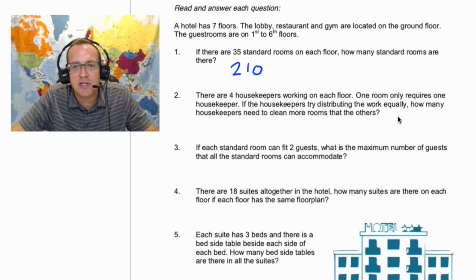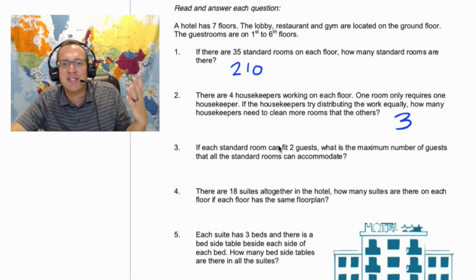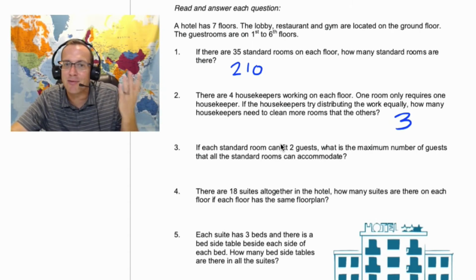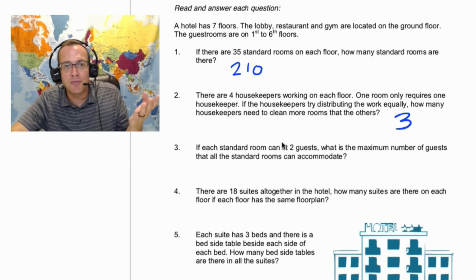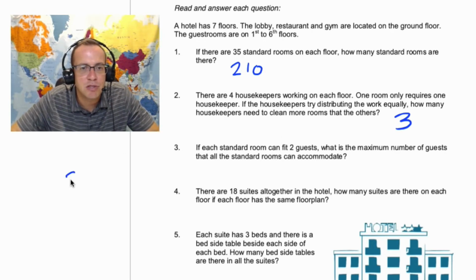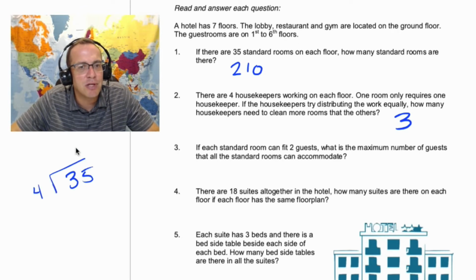Our answer to this question is 3. Okay, if you got 8, well, that makes sense, right? But it's actually 8 remainder 3, and what we're looking for is the remainder in this case. 3 happens to be the number of rooms that are still dirty after they've shared all the rooms equally. Let me show you what I mean. So we know we have 35 standard rooms, and we have 4 housekeepers. So if we divide this up equally, each housekeeper is going to do 8 rooms, and we're going to have 3 rooms left over.